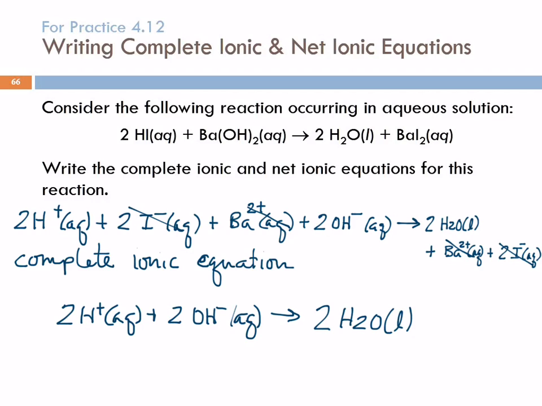Now what's a little funny about that equation? Is it balanced? It is balanced, but it's not the lowest coefficients. And usually we want the lowest coefficients. We could divide each of these coefficients by 2, right? So we're just going to get rid of those. And that's the net ionic equation.